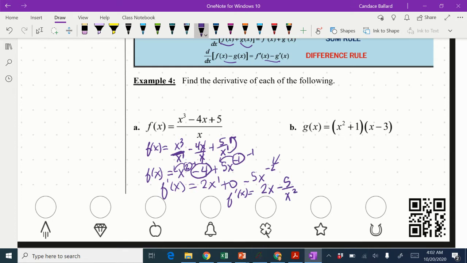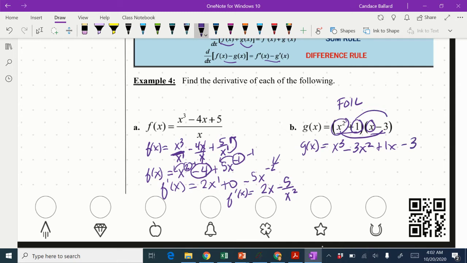All right, in B, before I try to do B, I can't just have this being multiplied together. We need another rule, which we're not ready for yet, but we have a rule already in algebra that would help us. We could FOIL that. So I'm going to do algebra first. So I've got x squared times x would be x cubed. And then my outsides would be x squared times negative 3, so x squared times negative 3 would be negative 3x squared. And then 1 times x would be 1x. And then 1 times negative 3 would be negative 3.